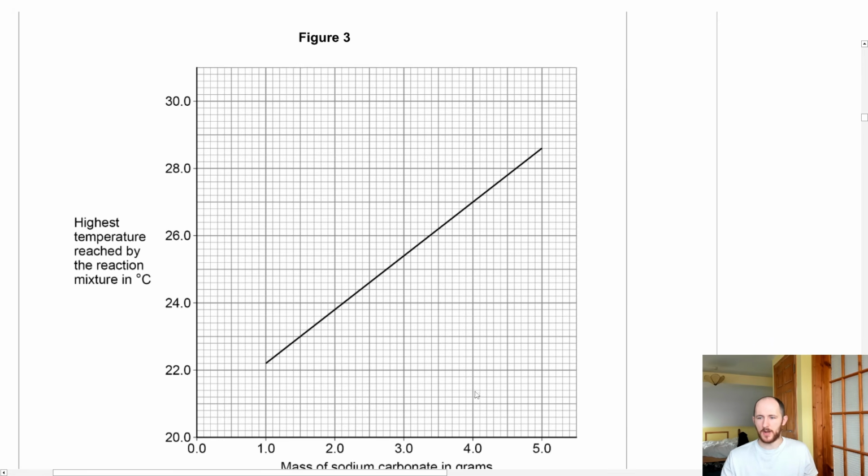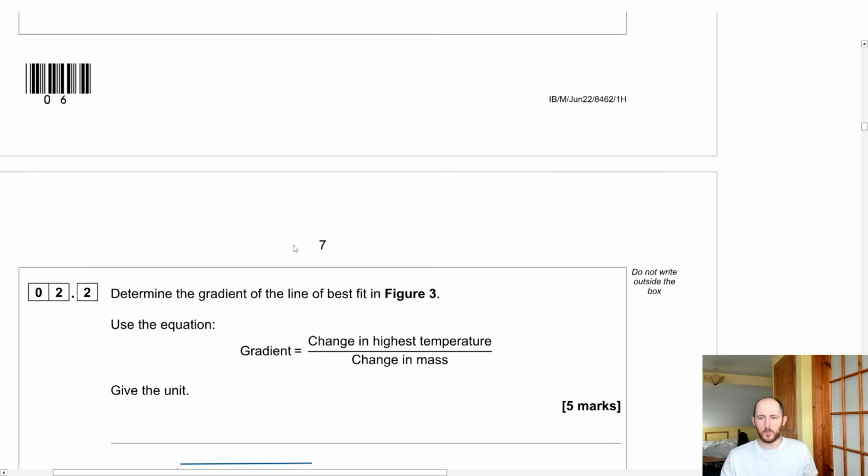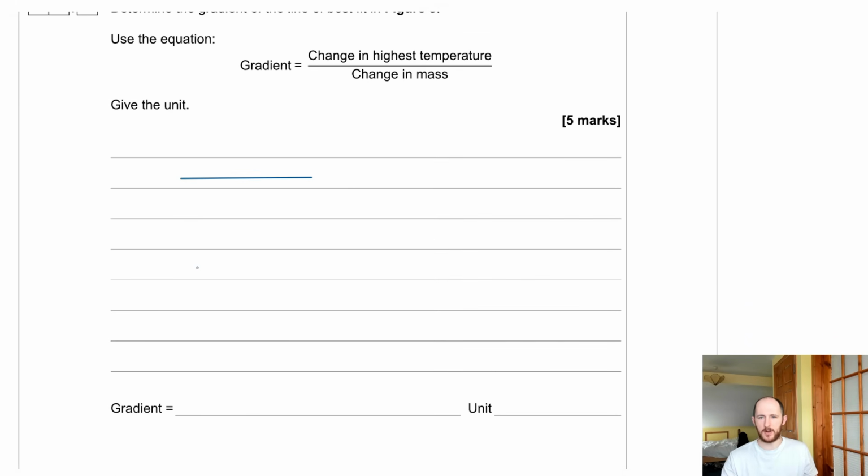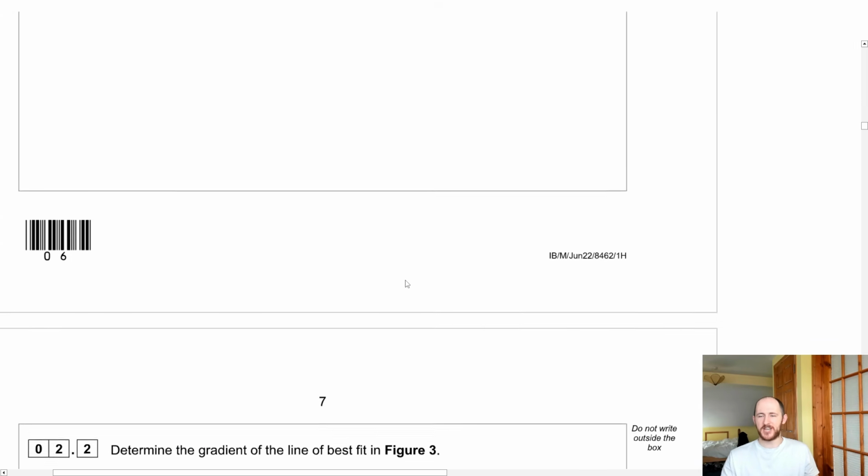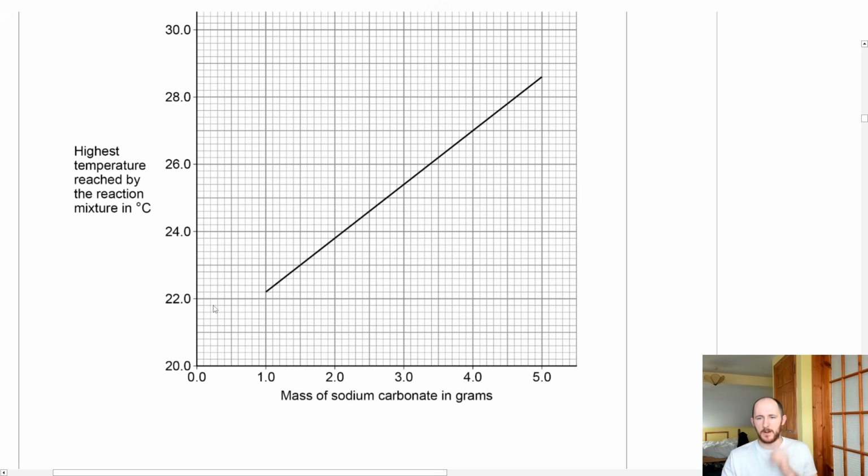It starts off at 1 and goes up to 5. So if you want to be really specific, you can write 5.0 minus 1.0, or you can just do 4, but whatever. Change in highest temperature, well, it starts off at what? Well, it goes up in what looks like 0.2s. How do you work that out?